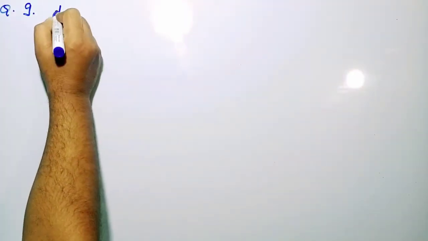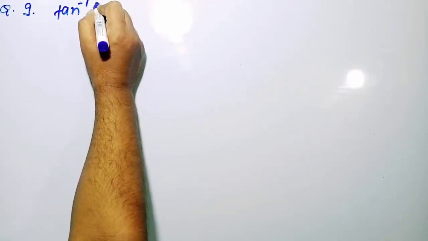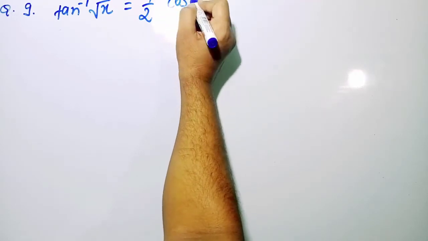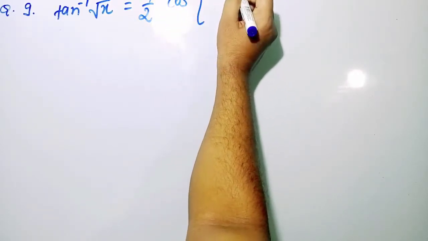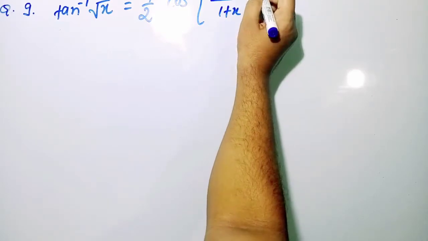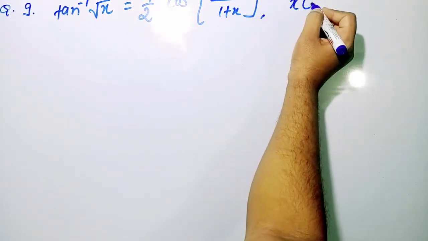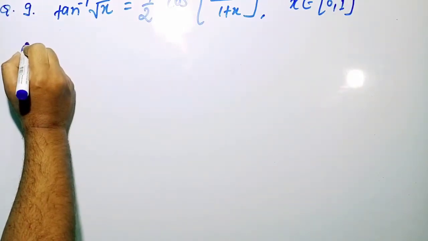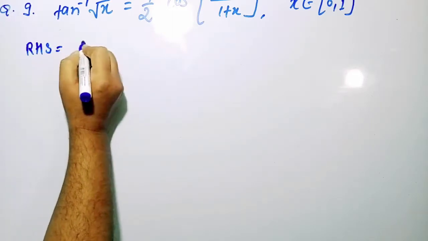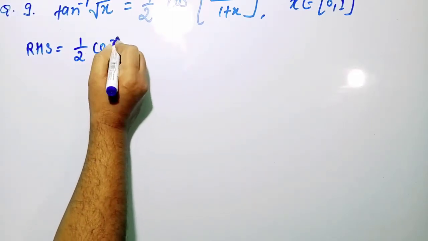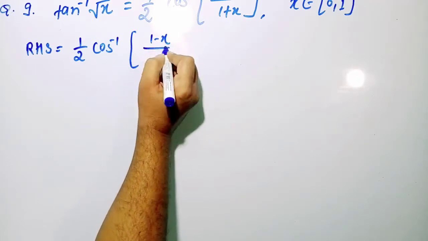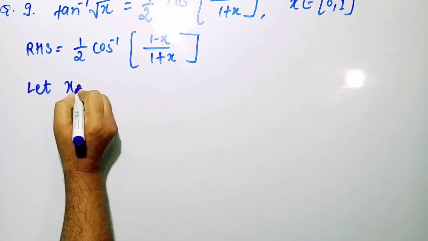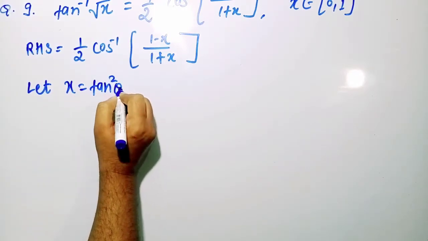Now students, moving to the next question, question number 9. Tan inverse root x is equal to 1 by 2 cos inverse (1 minus x upon 1 plus x), where x belongs to 0 to 1, right? So first of all, writing the RHS term, we will get LHS: 1 by 2 cos inverse 1 minus x divided by 1 plus x. Okay, students? So let us consider x is equal to tan square theta.